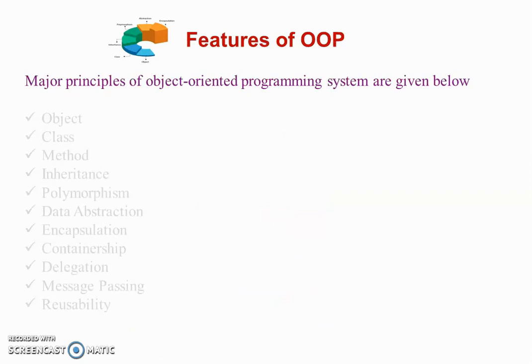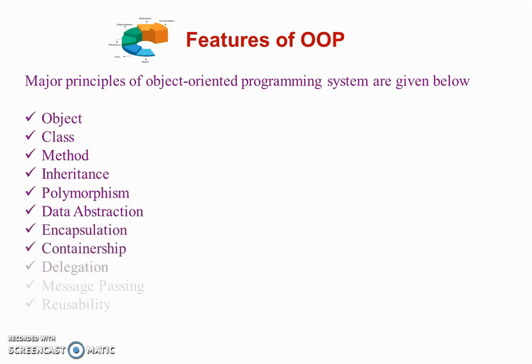Now, we see the major principles of object-oriented programming systems one by one, like object, class, method, inheritance, polymorphism, data abstraction, encapsulation, containership, delegation, message passing, and reusability. So these are the various features supported by OOP. Now we'll see each and every feature one by one in brief.